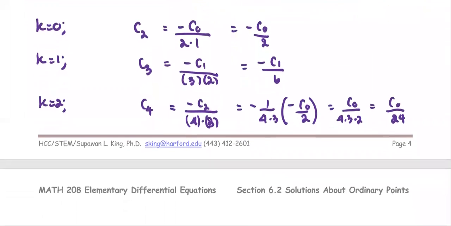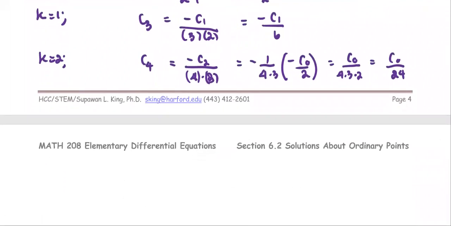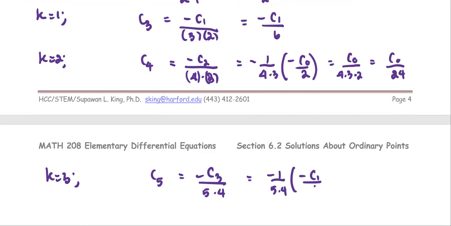Let's find a couple more. For k equals 3, we get C5 as negative C3 divided by 5 times 4. And again, the C3 is in the form of negative C1 over 6, and 6 is 3 times 2. Now we get C1 divided by 120, and keep doing the same manner to find the next coefficient.